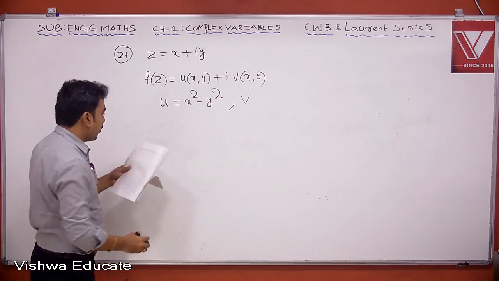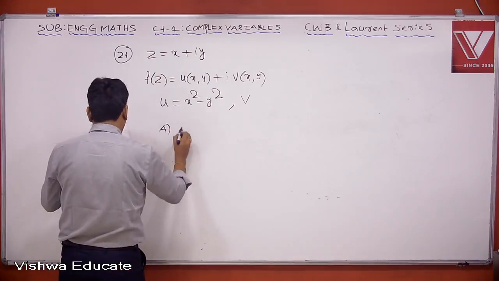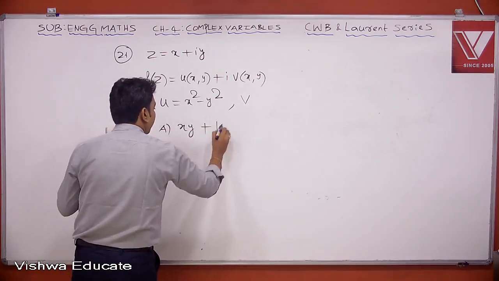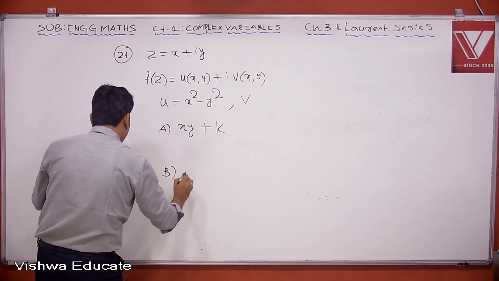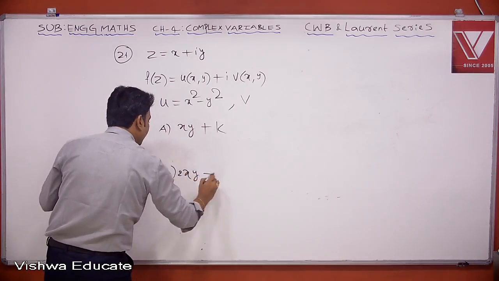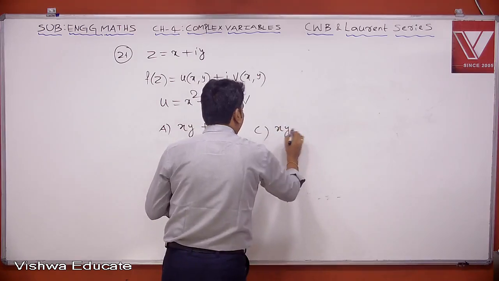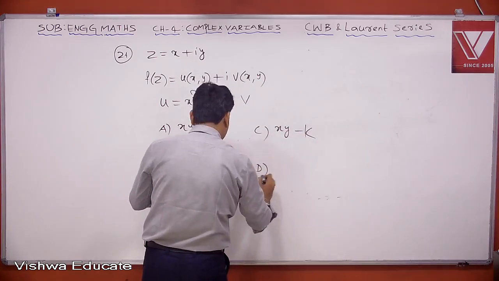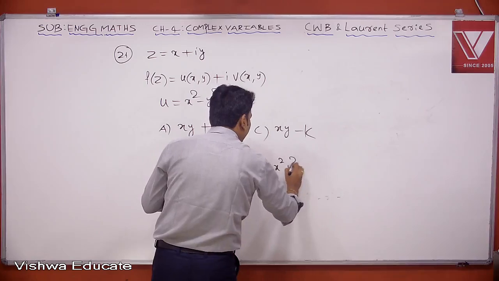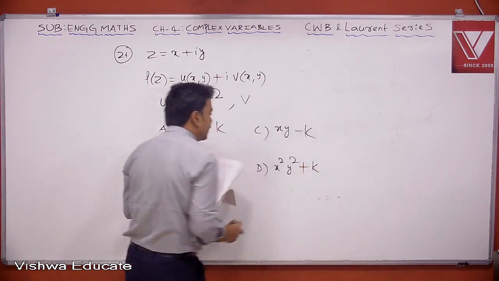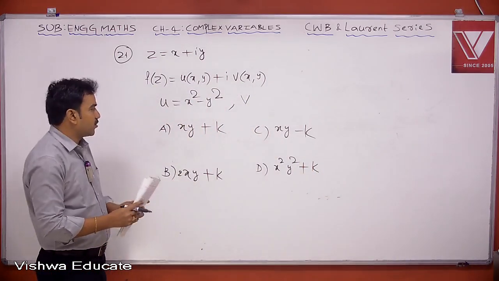Now let us see what are the options. Option A is xy plus k. Option B is 2xy plus k. Option C, xy minus k. Option D, x square y square plus k. So it is exactly our previous question.